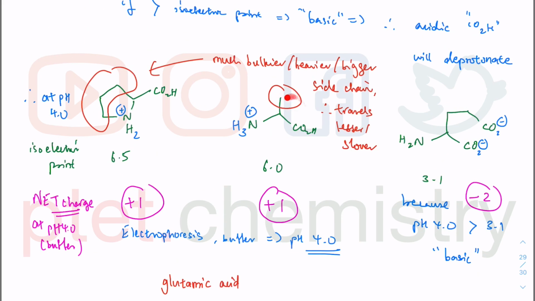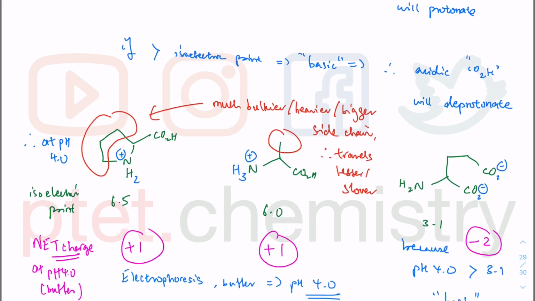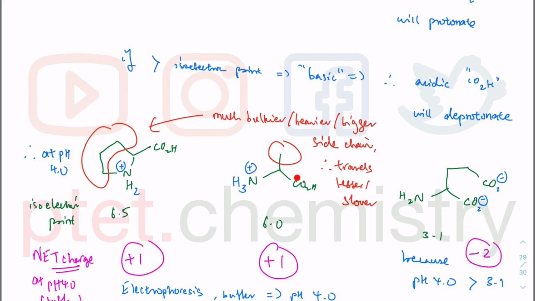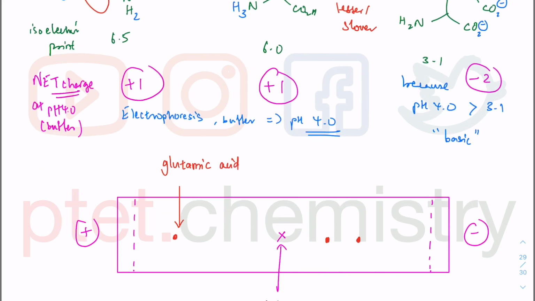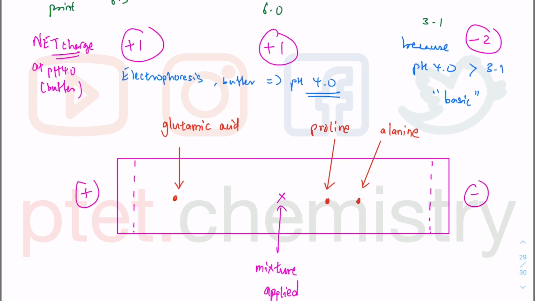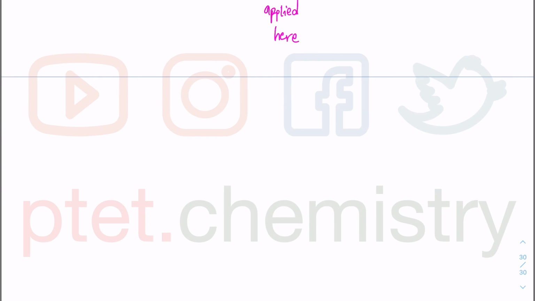The one that is less bulky will travel a bit further. So this middle one is the alanine. Alanine is going to travel just a bit further compared to proline, so proline doesn't travel as far. That is the explanation, so I've just explained the whole thing. Now let's see if we can explain it.